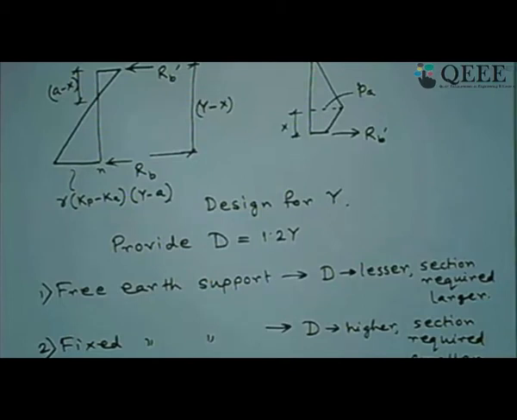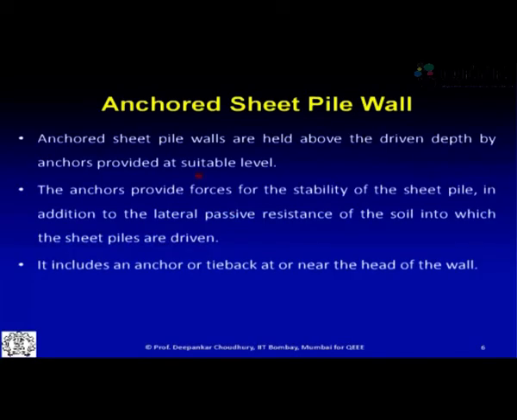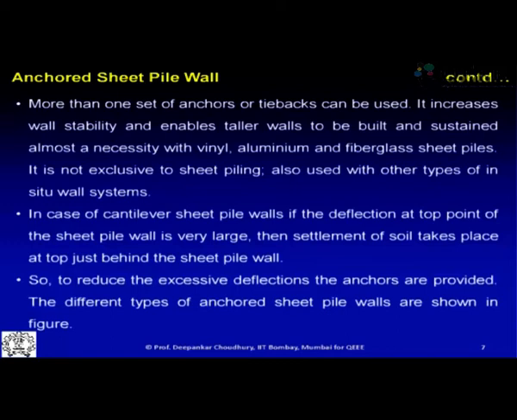So if we now look at the slide here, anchored sheet pile wall I was trying to describe. So anchored sheet pile walls are held above the driven depth by anchors provided at a suitable level, and the anchors provide forces for the stability of the sheet pile wall in addition to the lateral earth pressure resistance, passive resistance on the other side. And it includes an anchor or tieback at or near the head of the wall or top of the wall. That's what I said, typically 1 to 1.5 meter depth of anchor we generally provide. One can use more than one set of anchors also if it is required.